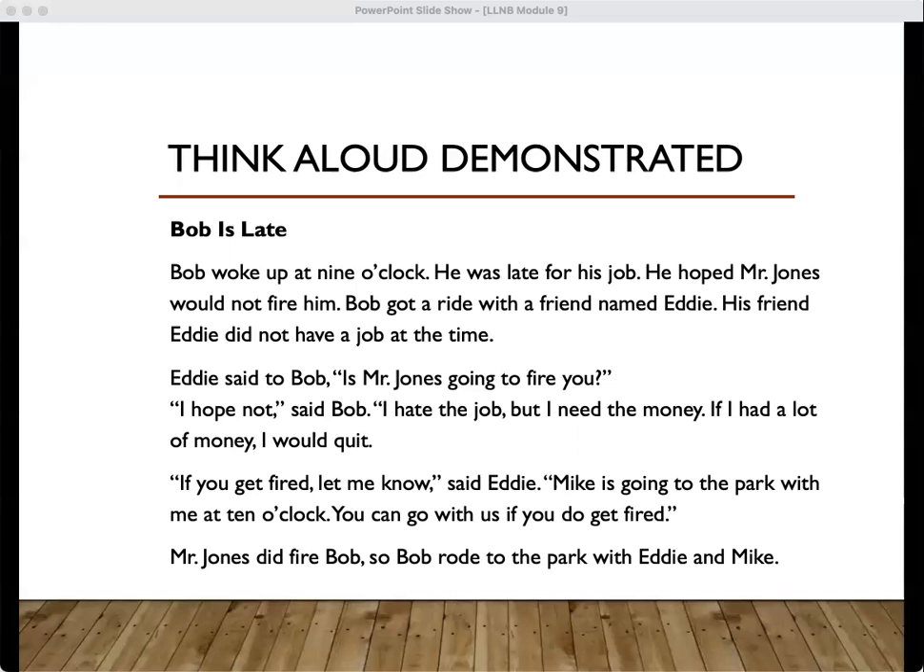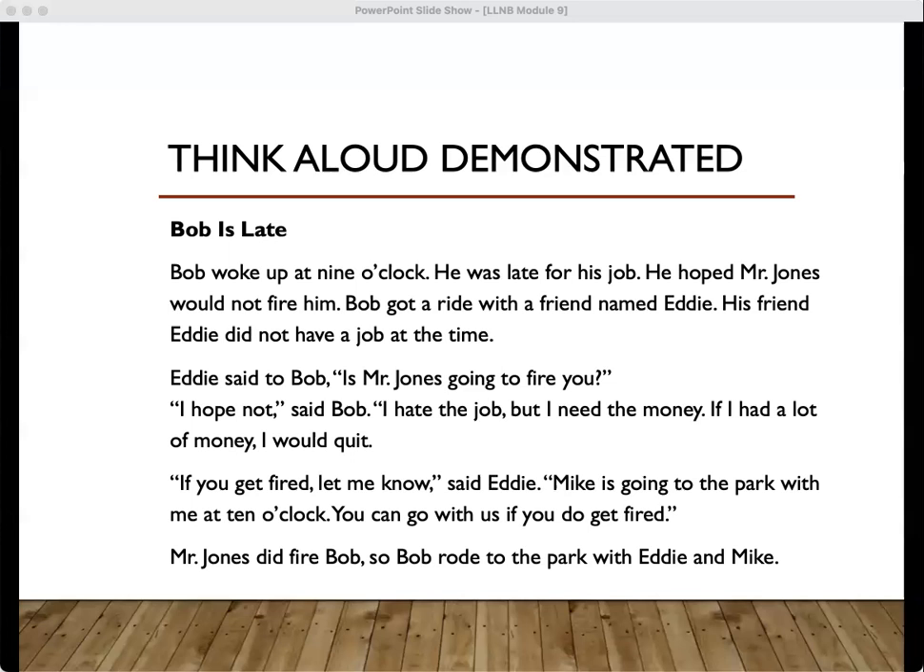Bob got a ride with a friend named Eddie. His friend Eddie did not have a job at the time. Eddie said to Bob, "Is Mr. Jones going to fire you?" Okay, so Eddie thinks there's a possibility that Bob might get fired too. That means that Bob might have good reason to be worried. Since I thought that getting fired was an extreme reaction, it makes me think there might be something else going on. Maybe this isn't the first time Bob has been late. I'll keep reading to learn more.